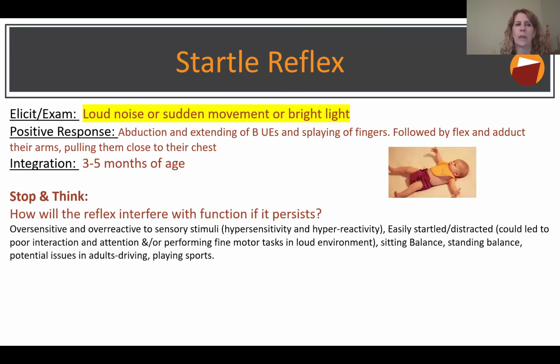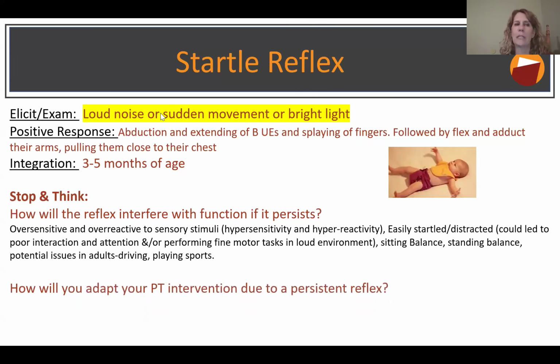Oh my gosh, they can be so reactive to sensory stimulation, right? They can be hypersensitive, hyperreactive. They can be easily distracted, which can lead to issues in school, poor interaction, attention, inability to do fine motor skills, especially in a loud environment. It can affect sitting balance, standing balance, all the same kind of stuff. So this is, I think, a little on the easier side.